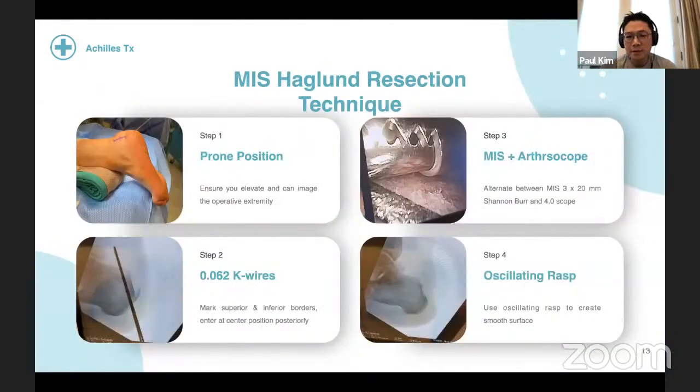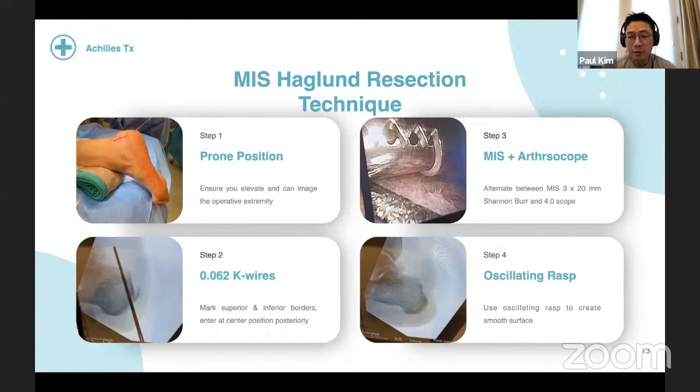So talking about the MIS Haglund resection technique, obviously it's a prone positioning. I ensure you can visualize with a fluoroscan. Lateral imaging is very important. I also use 0.062 K-wires times 2, and these are placed percutaneously. And this is your guide for the resection of the Haglund deformity.